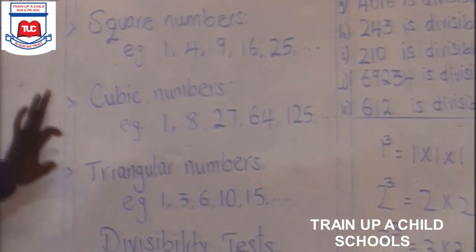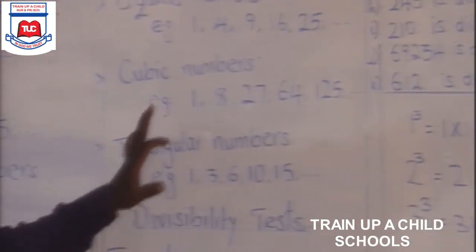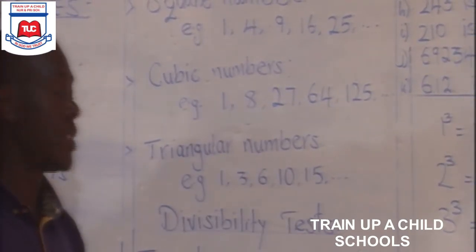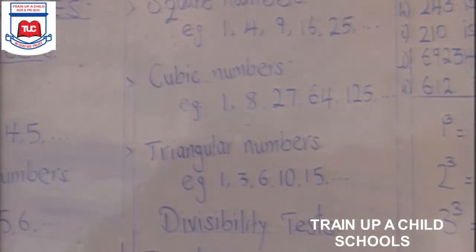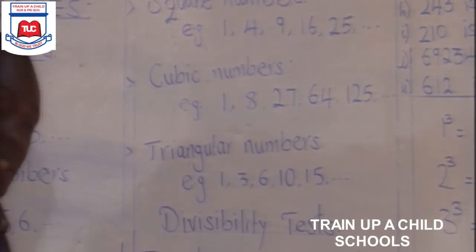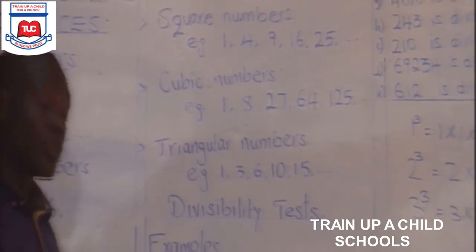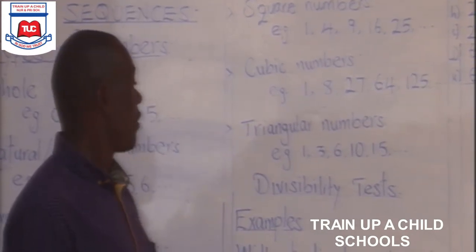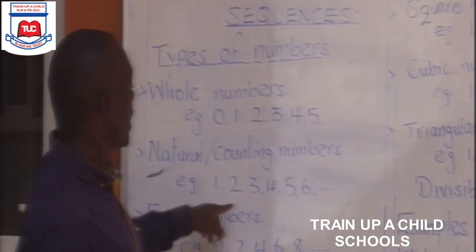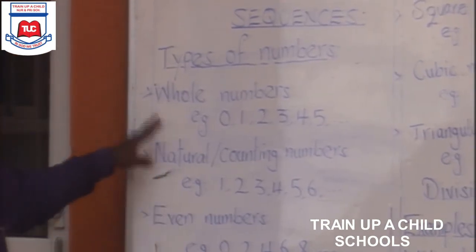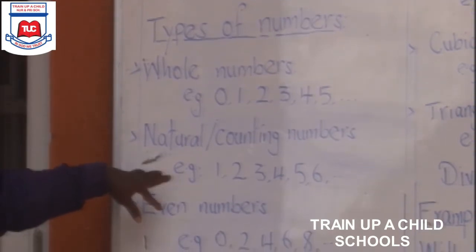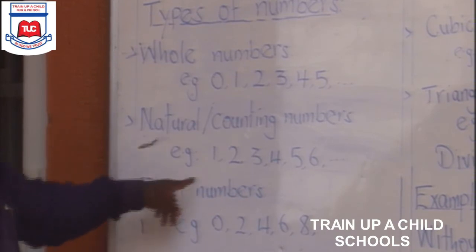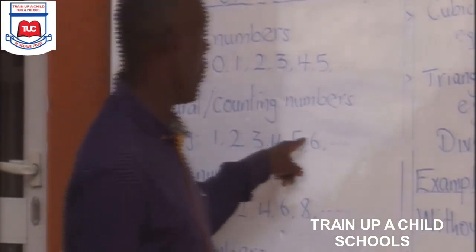Then another category of numbers, triangular numbers. What are triangular numbers? Triangular numbers are numbers got by adding consecutive counting numbers. Consecutivity means listing without omission. As we have learned about counting numbers, they are numbers got by adding 1 to the former number to get a new one. And the examples are 1, 2, 3, 4, 5, 6.